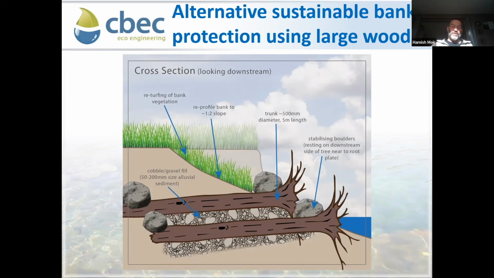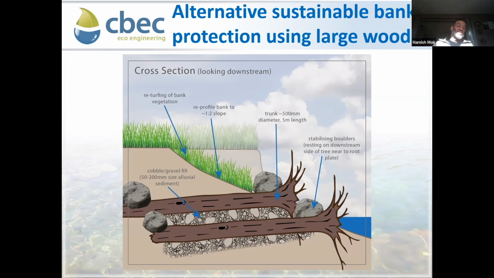There is some rock used. We use natural rock to provide ballast and stabilization to the wood, because you don't want the wood floating off, as wood often does. And then we reprofile the bank to this more stable angle, about 1 in 2 or 1 in 3. And when we've removed the material from the original bank, we retain the turfs and replace them immediately onto the bank, so we don't have a bare earth surface that is easily erodable subsequent to the works.